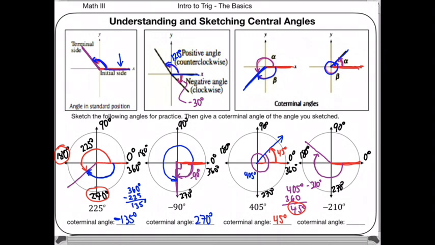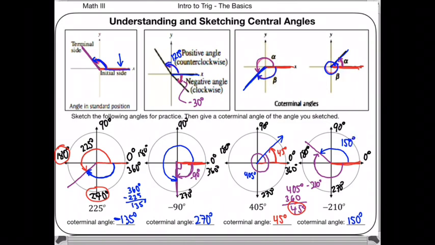So I know that if I go in this direction, what's going to be left if I have 360 and 210 is already eaten up from it? That answer is going to be 150 degrees as a coterminal angle.